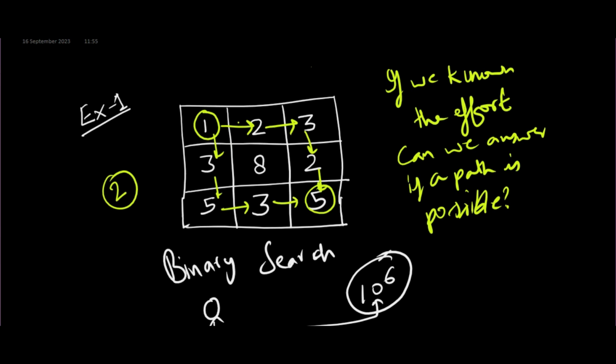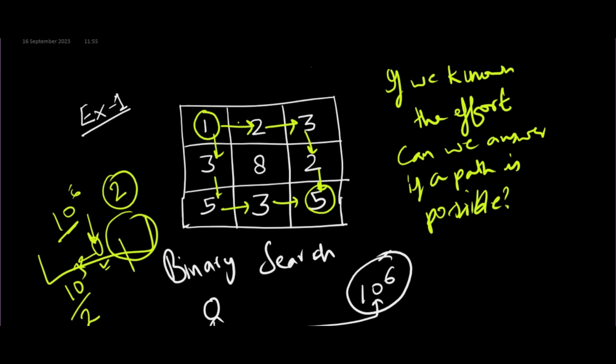But the beauty of binary search is that it cuts the search area in half at every stage. Suppose we have 10 to the power 6 at the beginning. It will first try out the mid. If this is possible, it will try for lesser, and if it's not possible, it will move in the other area. So after the first operation only, this has become 10 to the power 6 by 2, then again it will become divided by 2, then again by 2.